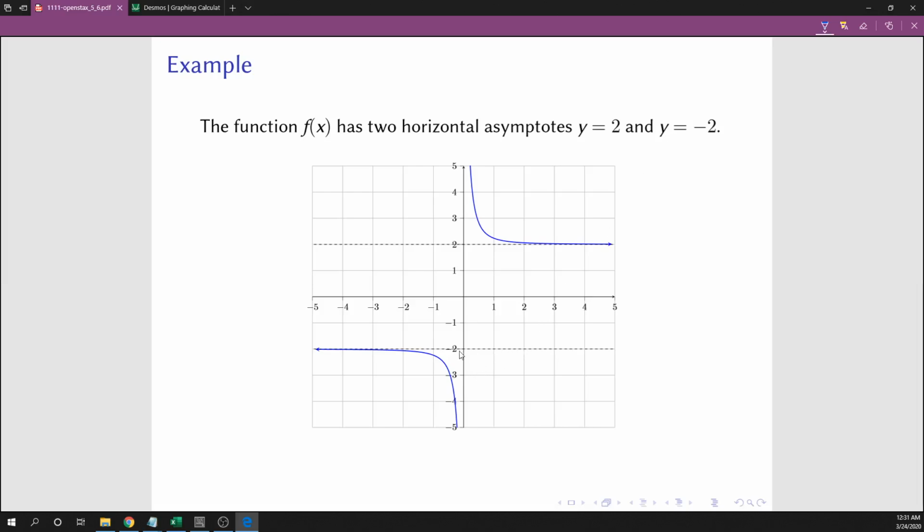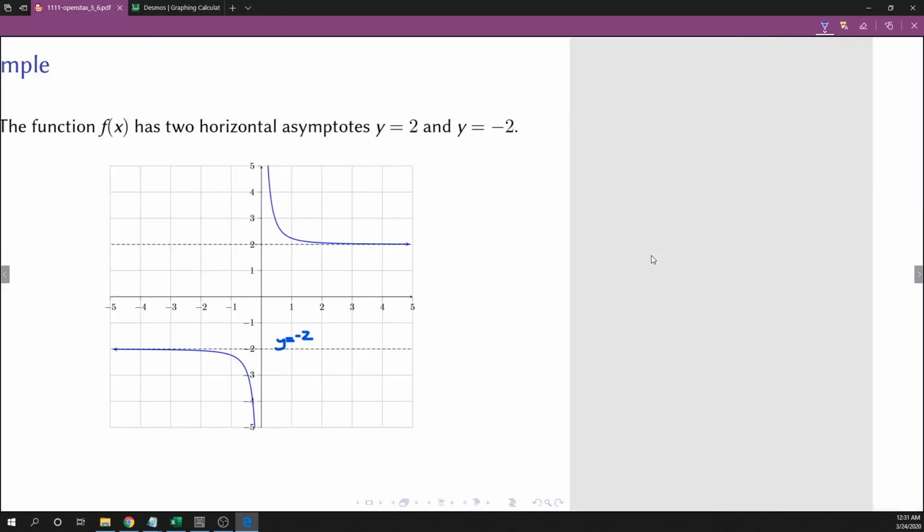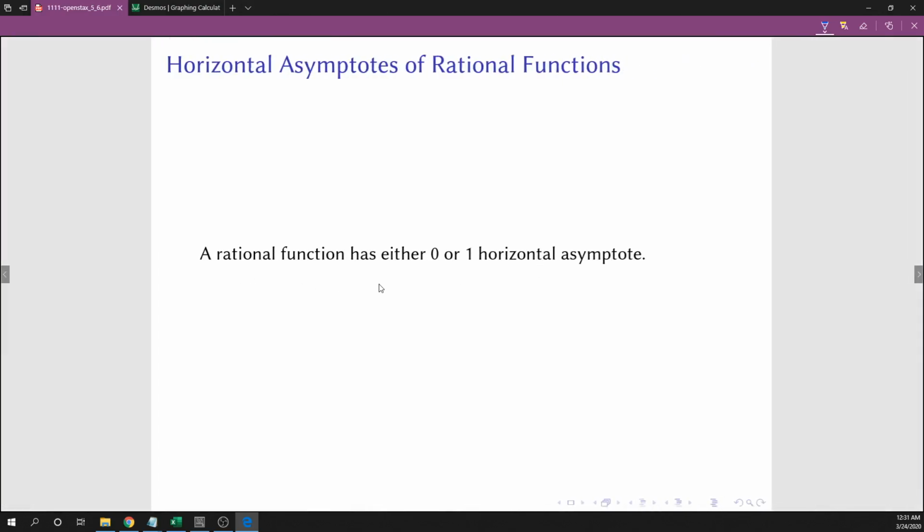And over here, y equals minus 2 is also a horizontal asymptote of this function. As I go really far to the left, you can see that the graph is getting closer and closer to this line at y equals minus 2. So y equals minus 2 is the equation of that dashed line. A function can have at most two horizontal asymptotes. However, a rational function can only have either 0 or 1 horizontal asymptote.